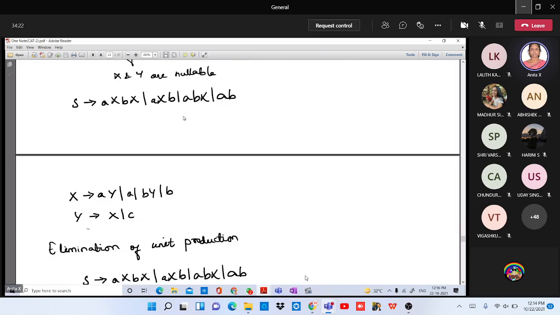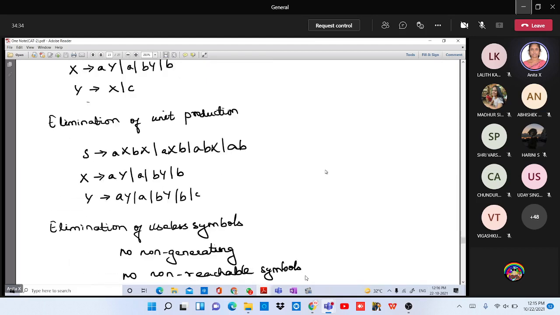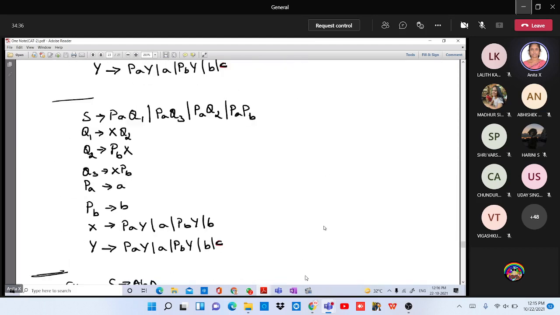Yes, here in this example we can see X is reachable from S, right? And Y is reachable from X. So all the symbols are reachable from the start symbol, right? That's it with this one.